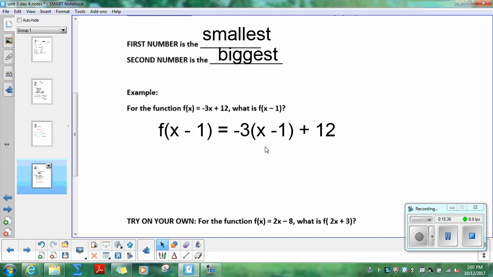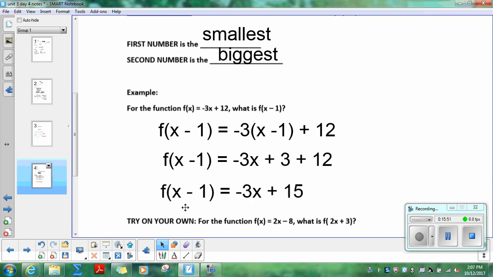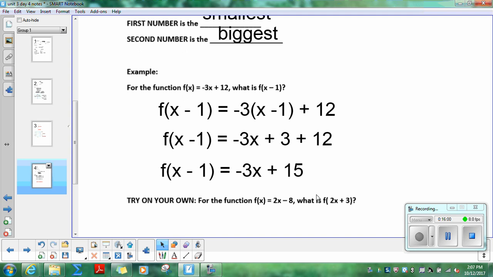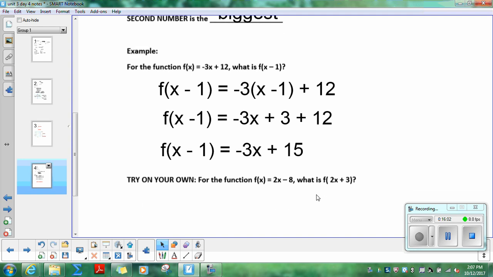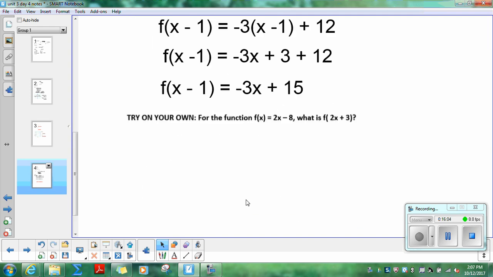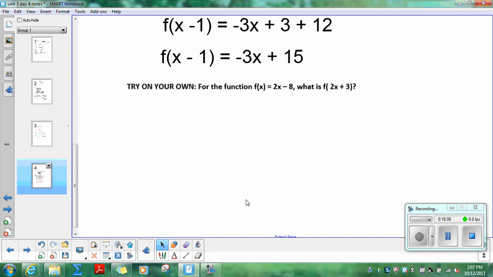You're not going to get a single number. You're going to get a simplified expression for your answer. So I just go ahead and distribute out the negative 3. So I end up getting negative 3x plus 3 plus 12. And then I combine my like terms. So the f of x minus 1 is equal to negative 3x plus 15. That's all it is. It's just going back to simplifying algebraic expressions. So you're going to try this one on your own, okay? And we will go over it next class.